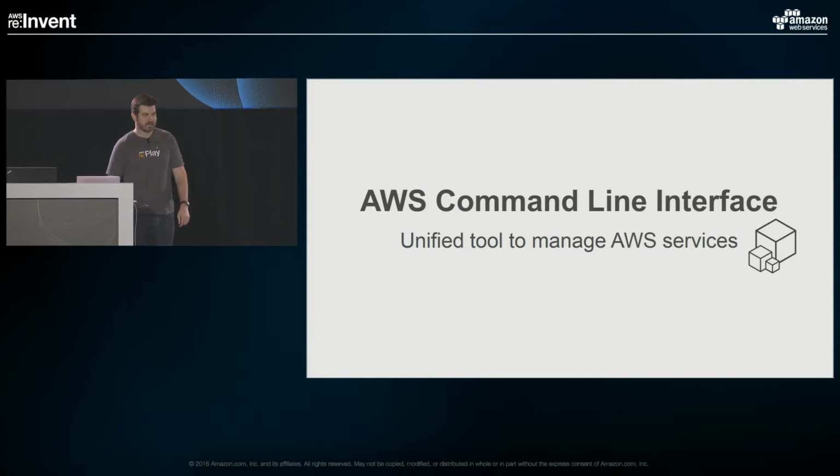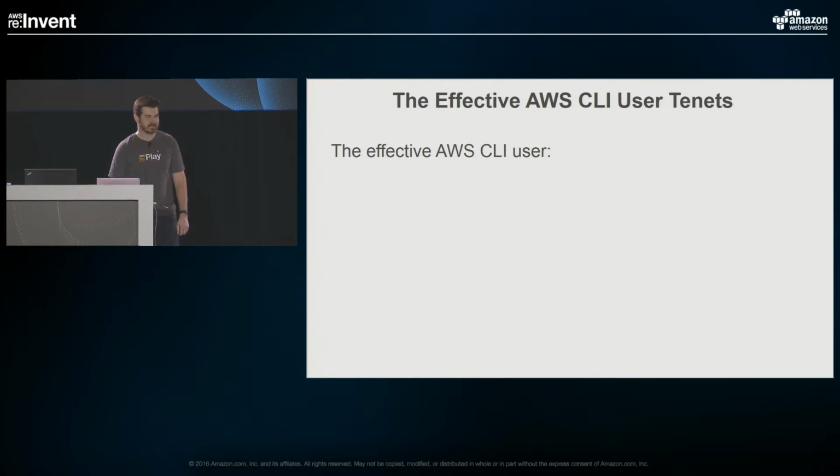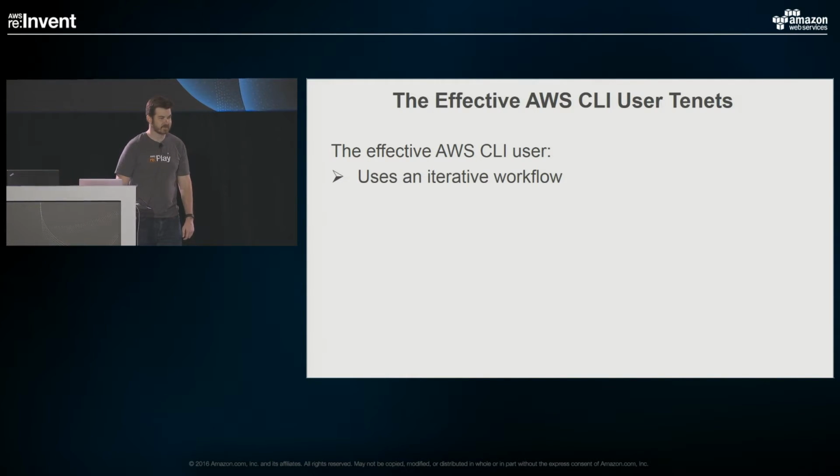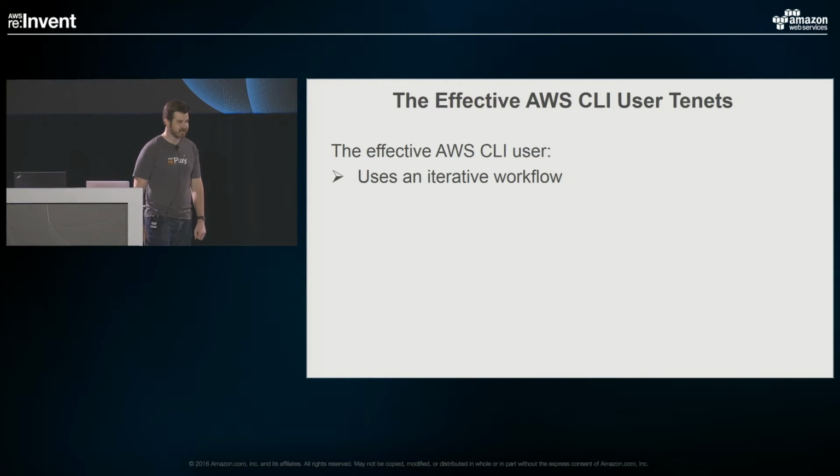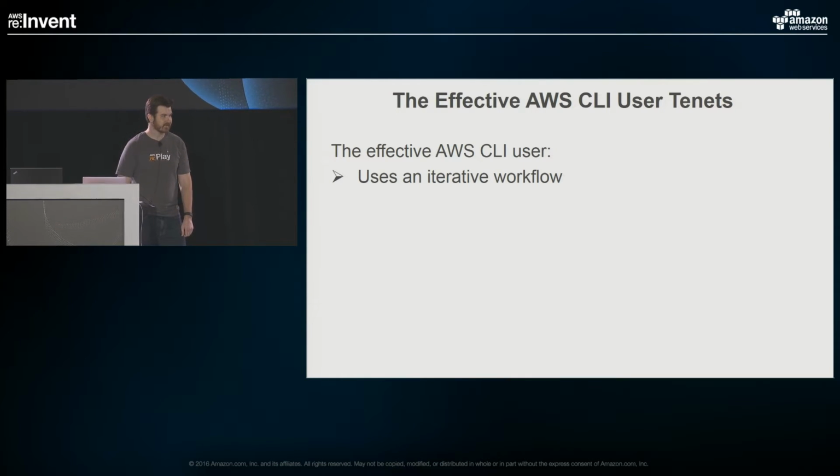So let's get started. The AWS command line interface is a unified command line tool for managing your AWS resources and interacting with the various different AWS APIs. And when I think of what it means to be an effective AWS CLI user, I think of 4 tenets. First, the effective AWS CLI user uses an iterative workflow. So they take a step-by-step approach to figuring out the commands they need to run, and what parameters, in order to accomplish a task. And once they start feeling comfortable, they take that next step, trying to combine commands together and build shell scripts off of those commands.